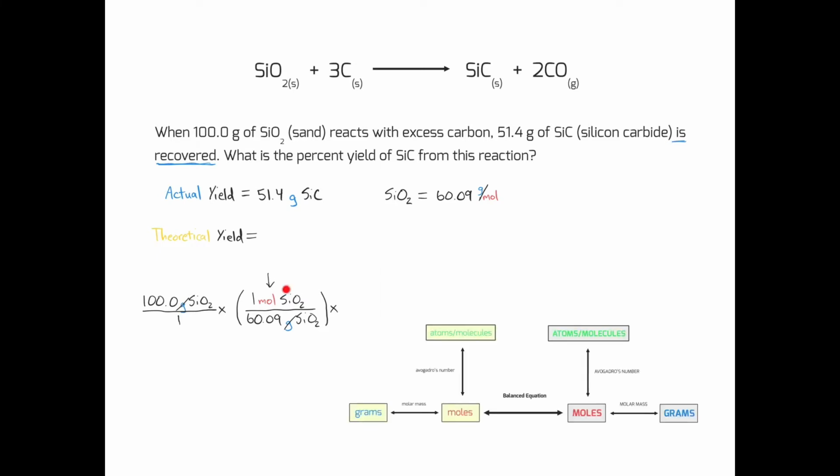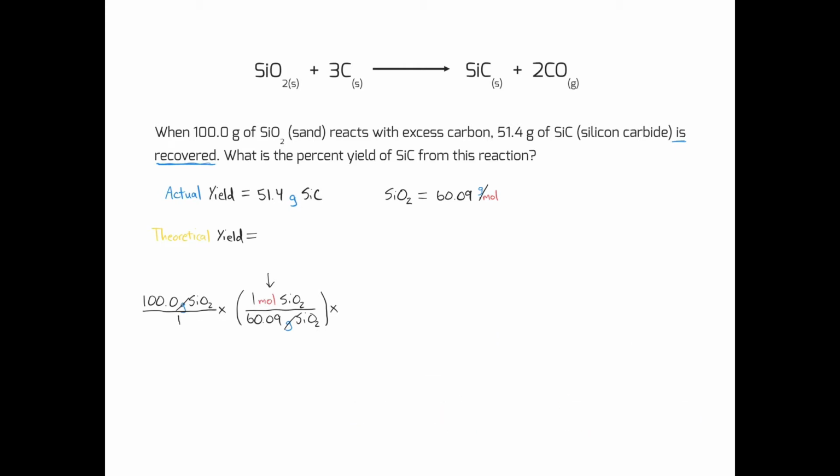So now we have moles of silicon dioxide, which means we're here on our diagram, and we can see that our next step is going to be to use the balanced equation to go from moles of silicon dioxide to moles of silicon carbide. So if we look at our balanced equation, we see that we have 1 mole of silicon dioxide per 1 mole of silicon carbide. And we set up our conversion factor so that our units cancel, which means we have moles of silicon dioxide on the bottom to cancel with moles of silicon dioxide on top. So these moles cancel with these moles, and now we have moles of silicon carbide.